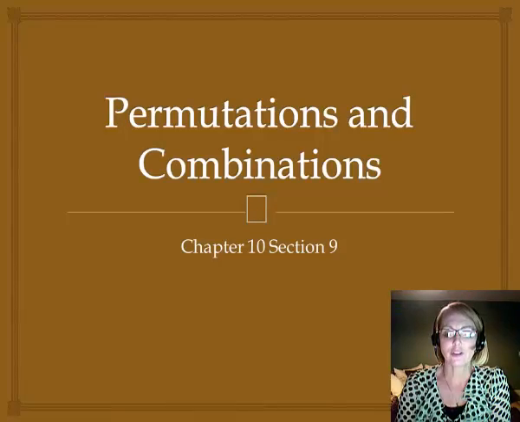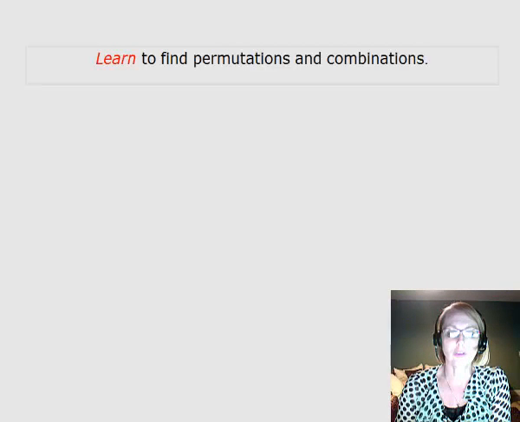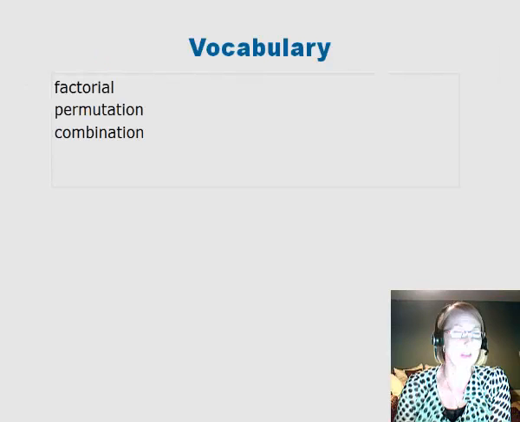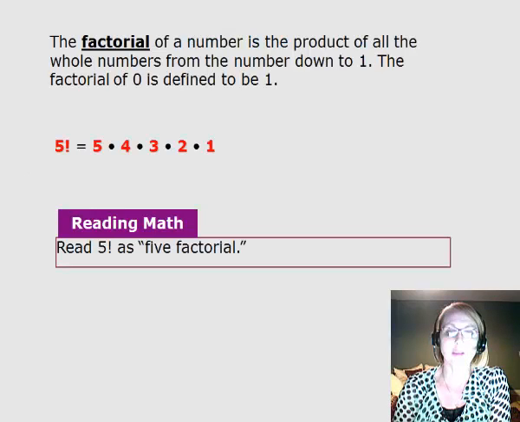Chapter 10, Section 9, Permutations and Combinations. In this unit, you will learn to find permutations and combinations. You have 3 vocabulary words, and as always, they can be found in the glossary in the back of your textbook. And let's get started.